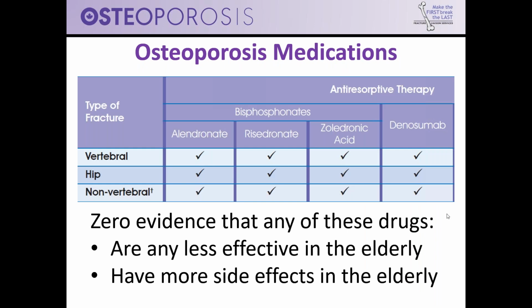So if we look at all of the evidence, and of course I've only presented to you a very tiny portion of the evidence, what we do have is less evidence in the elderly than in the younger patients, okay? But having said that, what evidence we do have supports that our drugs work just as well in the elderly as in the younger people, and we have no evidence whatsoever that there are more side effects in the elderly.